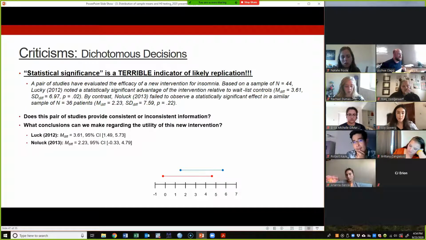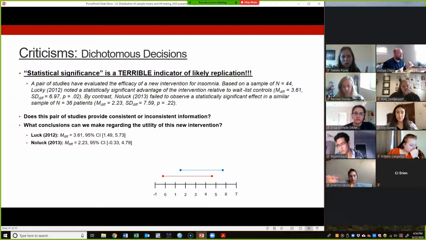I might want to continue to take a look at it as opposed to just offhandedly saying that results are conflicting here. But if all we're looking at is whether I found an effect or not, I'm missing all of that stuff. Yeah.